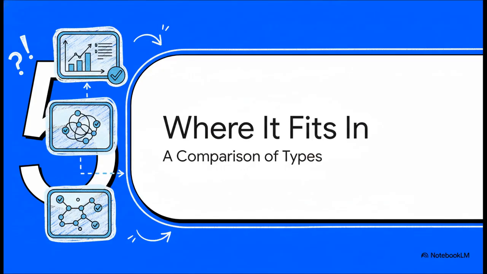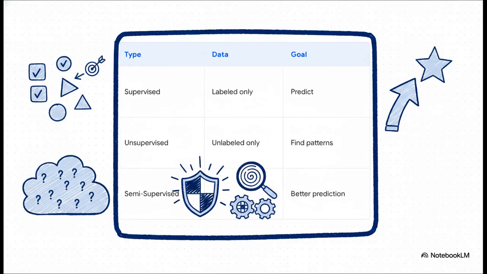Okay, to really nail this down, let's see exactly where semi-supervised learning fits in with the other big learning types you've probably already heard of. Yeah, this table lays it out perfectly. You've got supervised learning, which only uses labeled data to predict something you already know how to define. Then there's unsupervised learning, using only unlabeled data to find hidden patterns you didn't even know were there. And then, smack in the middle is our hero, semi-supervised learning. It uses both, and its goal is simple: make better predictions. It takes the predictive power from supervised and just boosts it with the structural insights from unsupervised. Truly the best of both worlds.